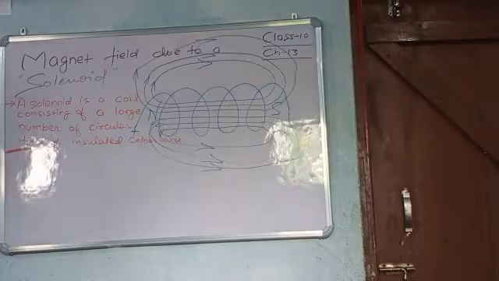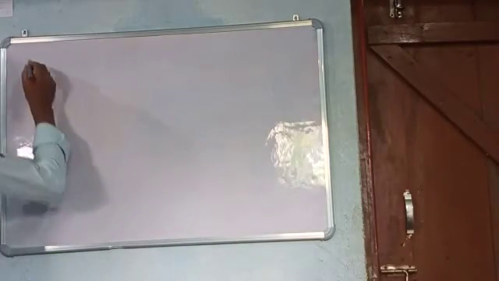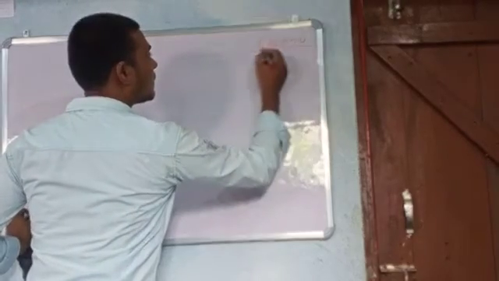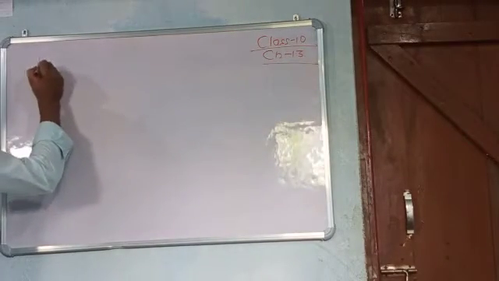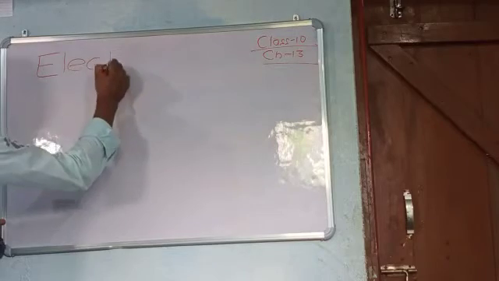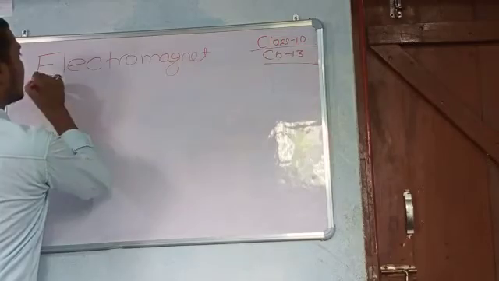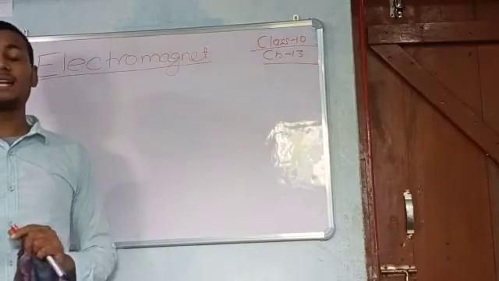Now we talk about the next topic, which is the electromagnet. See what is an electromagnet. Right now we discussed the magnetic field produced by a current carrying solenoid.